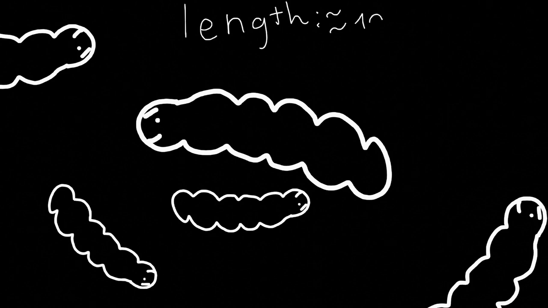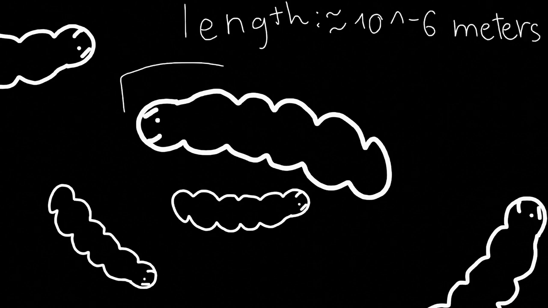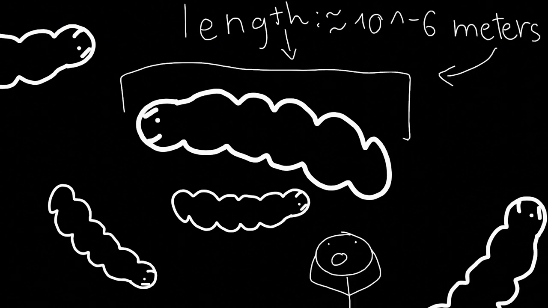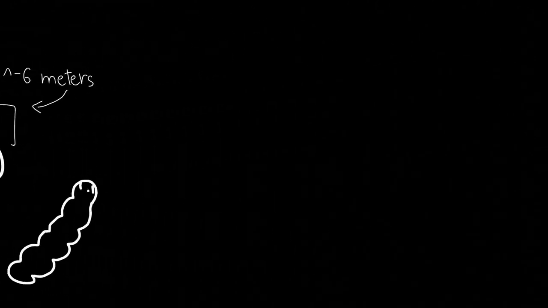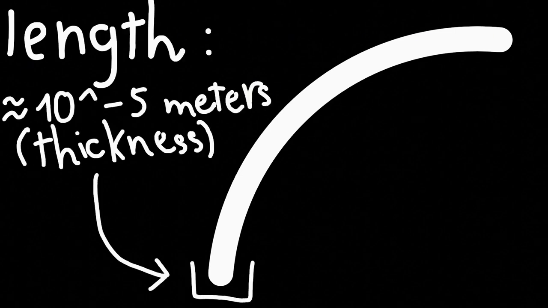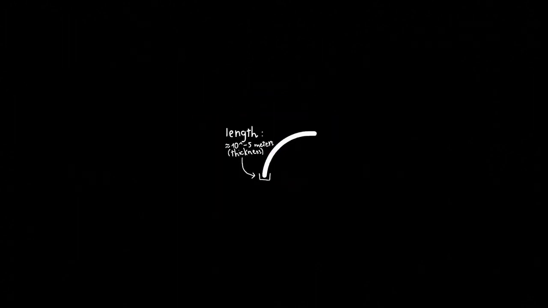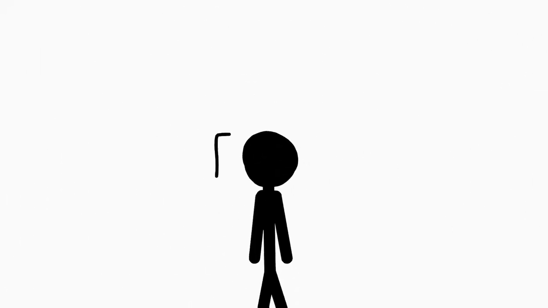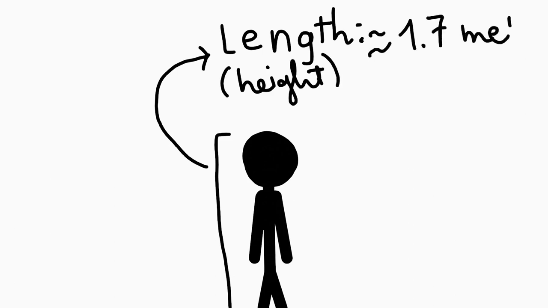Let's move on with the next one. Here we have the larger one, John's bacterium, with the length of approximately 10 to the power of negative 6 meters. And John's hair with 10 to the power of negative 5 meters thick. And John's whole body's height is 1.7 meters.